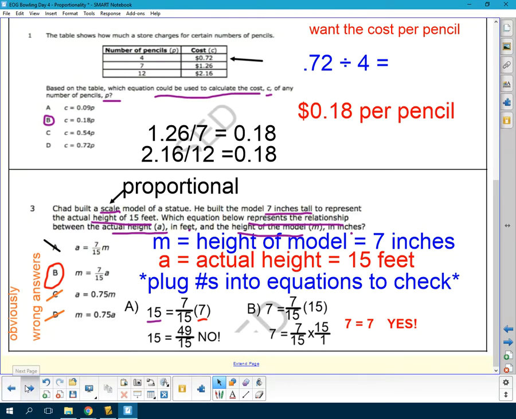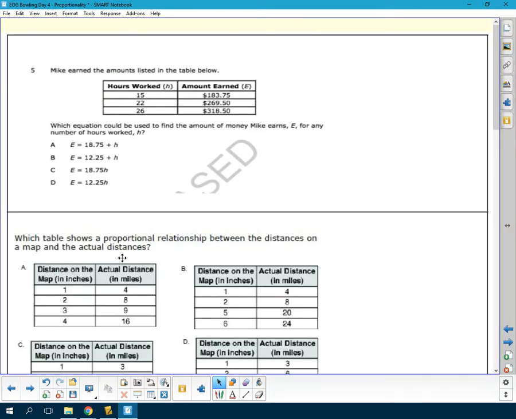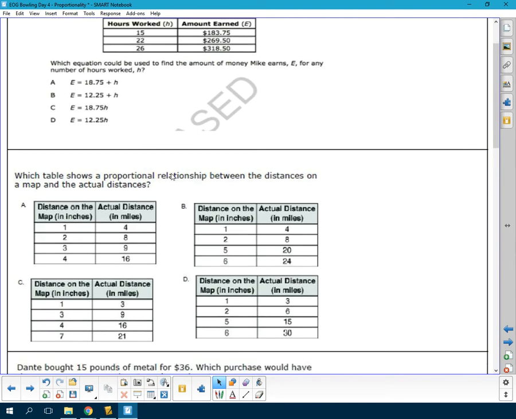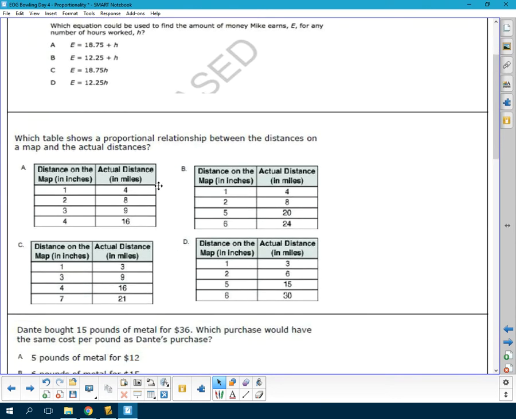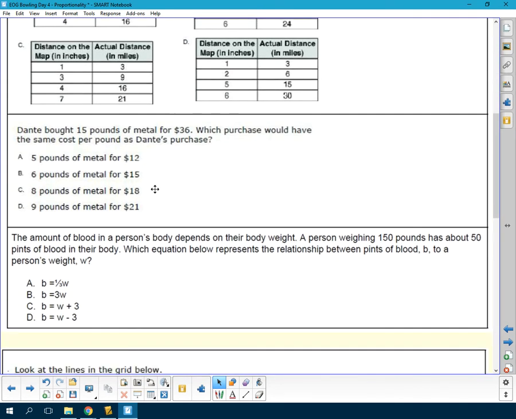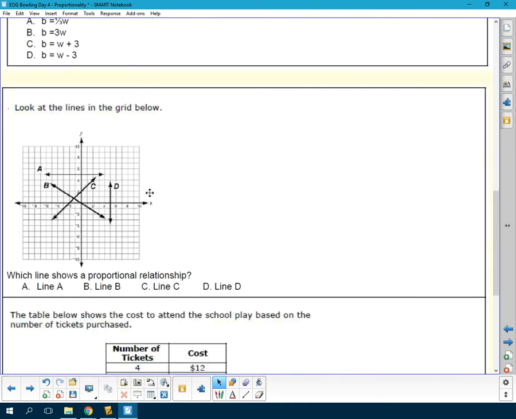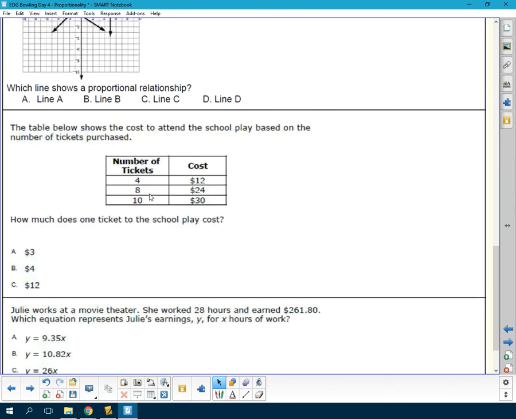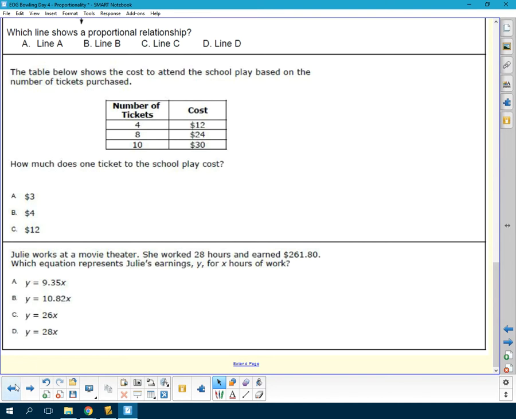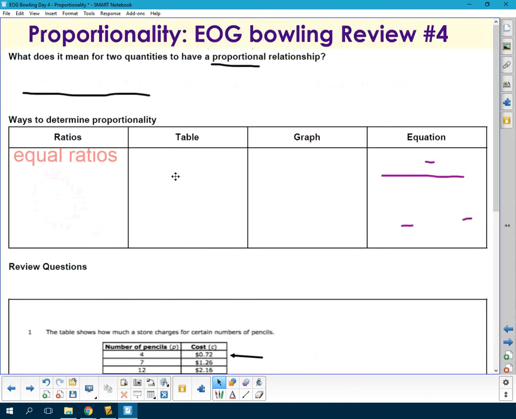Okay? So I've gone through 2 practice problems there for you. You're going to look at this one about distance on a map and actual distance. Talking about blood in a person's body, lines in a grid, number of tickets to a show, and the movie theater. Okay, good luck working through those problems.